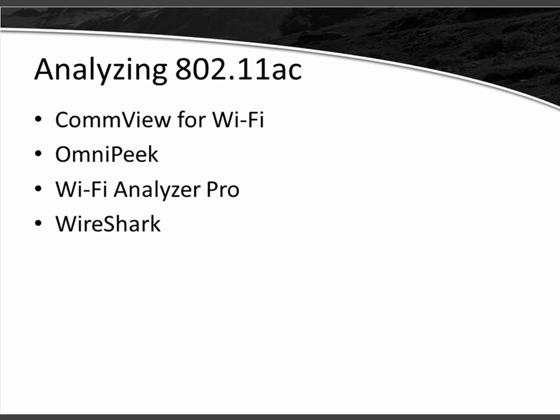And then when it comes to analyzing it, obviously we can use ComView for Wi-Fi, OmniPeak, Wi-Fi Analyzer Pro, and you can also use Wireshark. Wireshark does have decodes for 802.11ac. It's just hard to capture directly in Wireshark for 11ac. There really haven't been any major updates to capturing within Wireshark itself since early 11n.